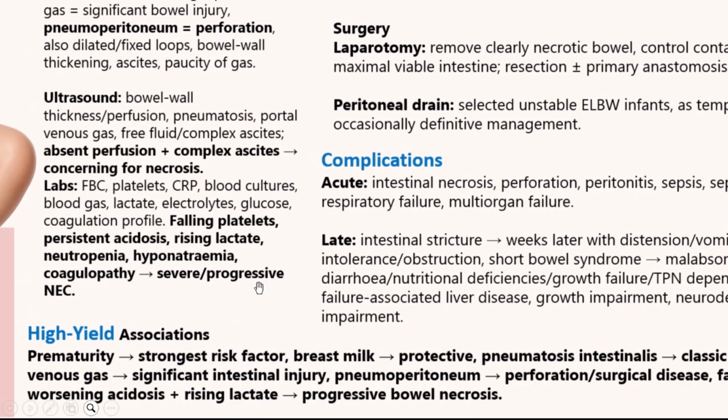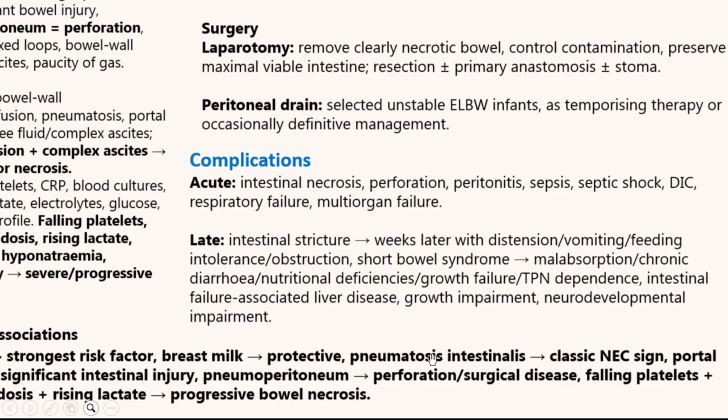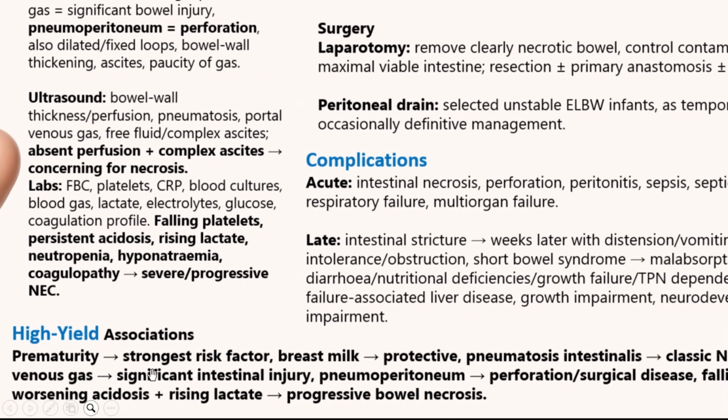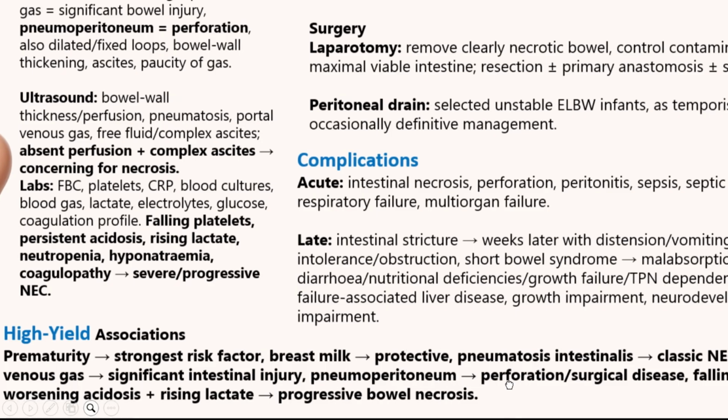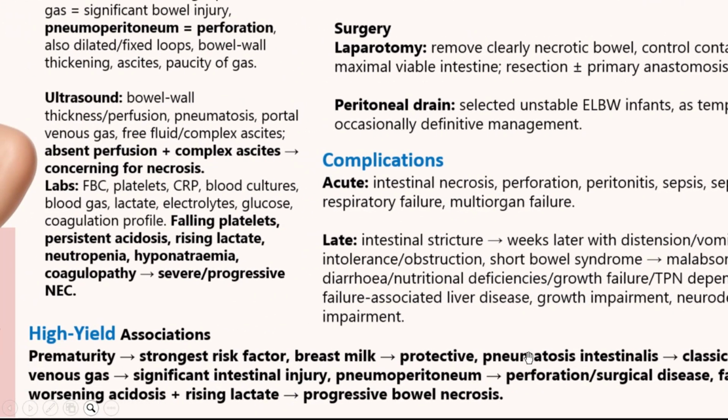So high yield associations: prematurity is the strongest risk factor for necrotizing enterocolitis. Breast milk is protective. Pneumatosis intestinalis is the classic sign. Portal venous gas is a sign of significant intestinal injury. Pneumoperitoneum is the sign of perforation or surgical disease. Falling platelets and worsening acidosis plus rising lactate is a sign of progressive bowel necrosis.